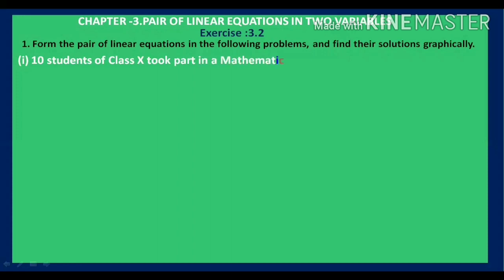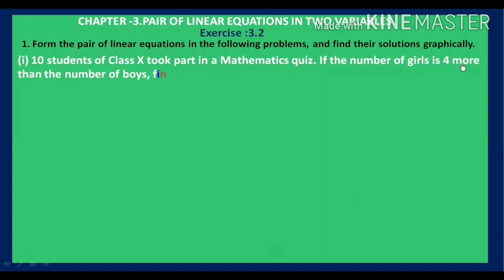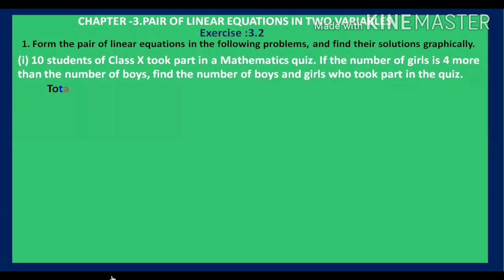The first part is: 10 students of class 10th took part in a mathematics quiz. If the number of girls is 4 more than the number of boys, find the number of boys and number of girls. So first we have to form the pair of linear equations and then we have to solve it graphically. पहले equation form करेंगे और फिर उसका solution find करेंगे.